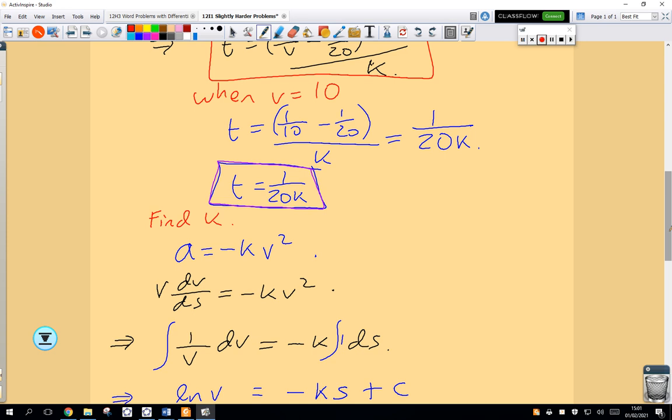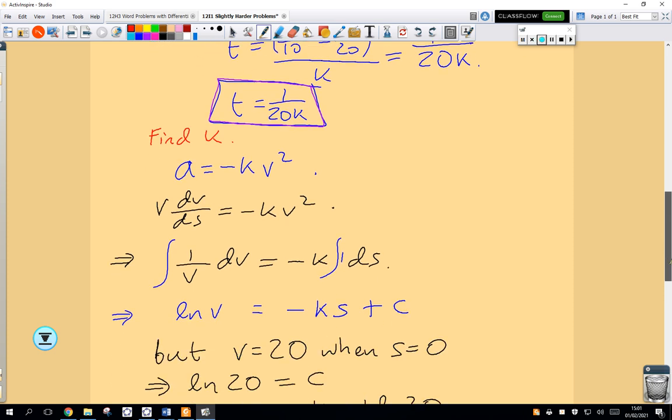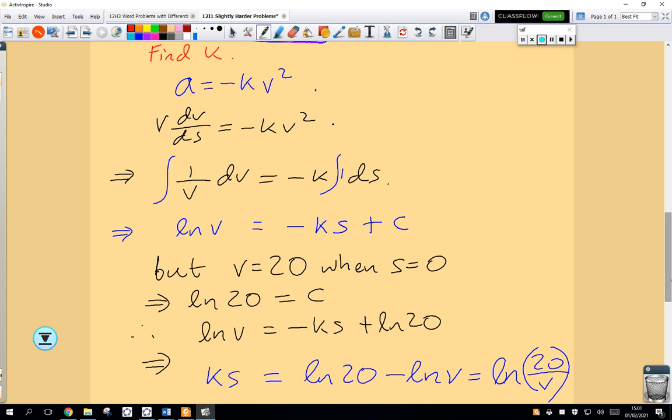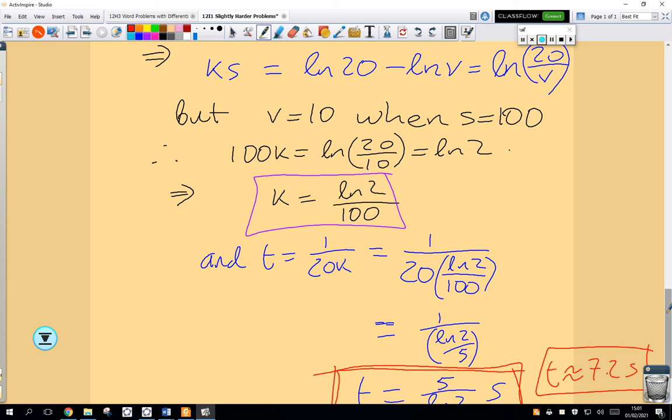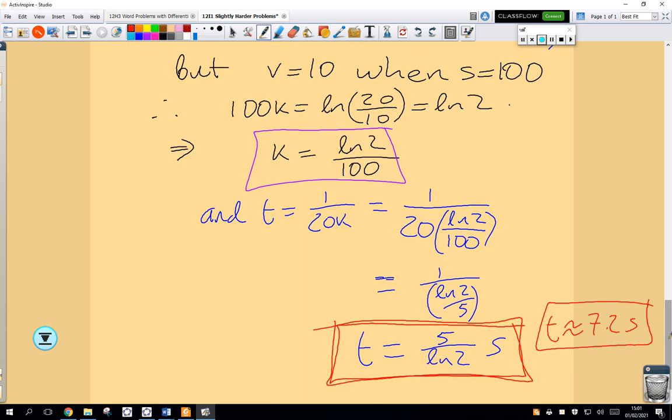So my time I know is 1 over 20, whatever k is. I don't know what that is yet. To find k, I use my v dv ds substitution, because there's lots of information in the given conditions that connects v and s. So this is going to help me find what k is. Once I found what k is, then I can substitute it back into my time expression that I've already found, and just a bit of simple algebra there to work out the time.